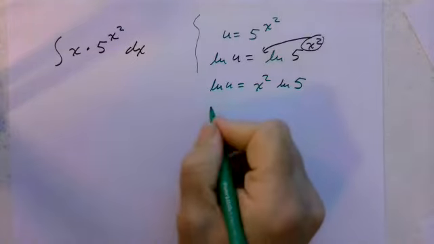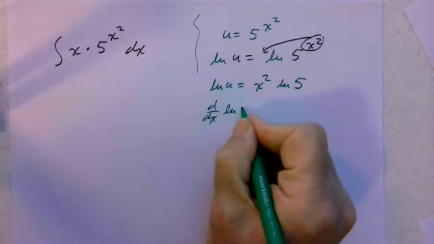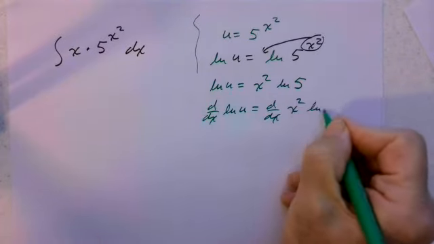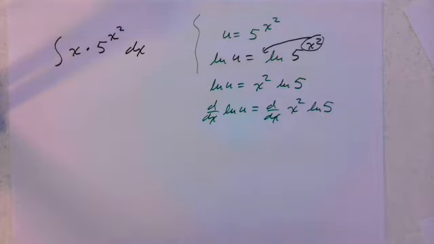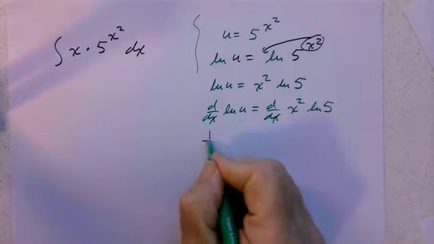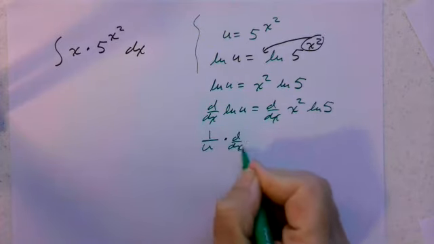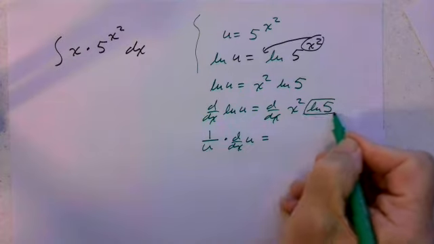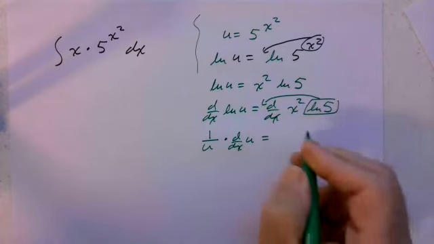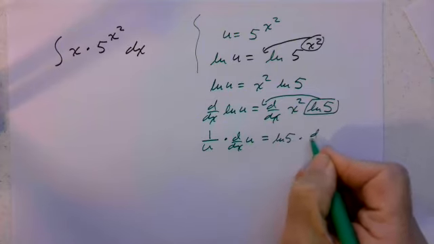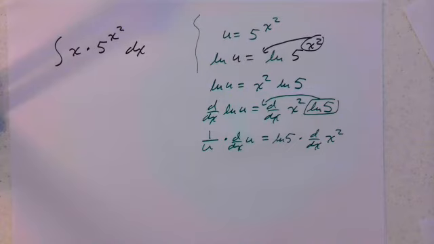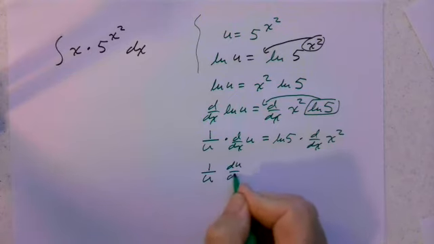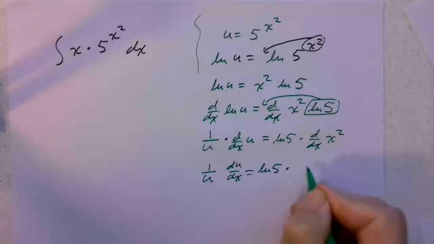My next move is to take the derivative with respect to x of both sides. The derivative with respect to x of natural log u equals the derivative with respect to x of x squared times natural log 5. The derivative of the log of something is 1 over the something, 1 over u, times the derivative with respect to x of u. On the right side here, natural log 5 is a constant. It's a number that comes out in front of the derivative operator. Natural log 5 times the derivative with respect to x of x squared. Now I have 1 over u times the derivative with respect to x of u, du dx, equals natural log 5 times 2x.